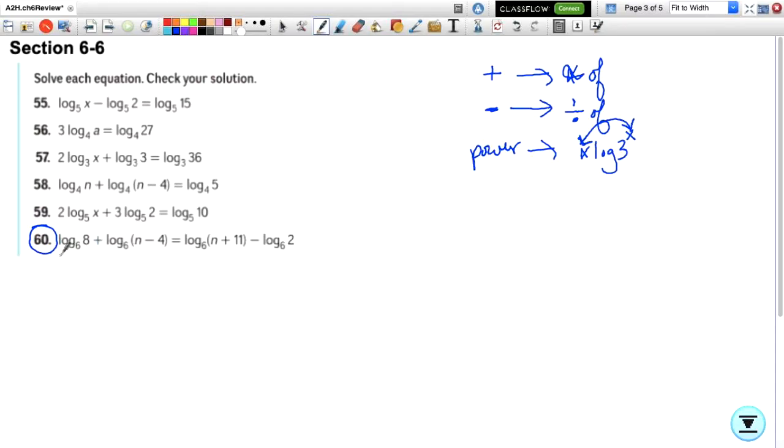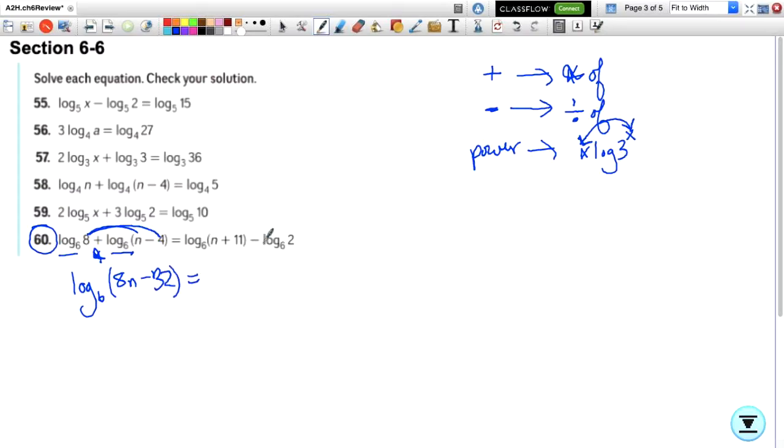So I notice I have a log plus another log. When I see addition, I'm automatically thinking multiply, okay? And these logs have the same bases, so I can rewrite this as 1 log if I multiply my of pieces. So this is the same thing as log base 6 of 8 times n, which is 8n, and 8 times negative 4, which is negative 32.